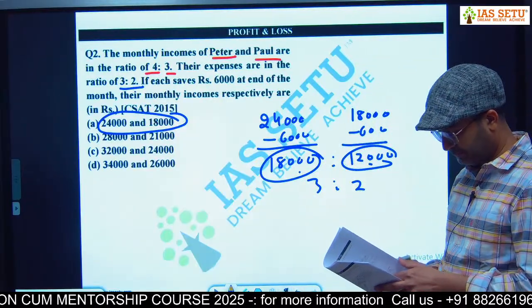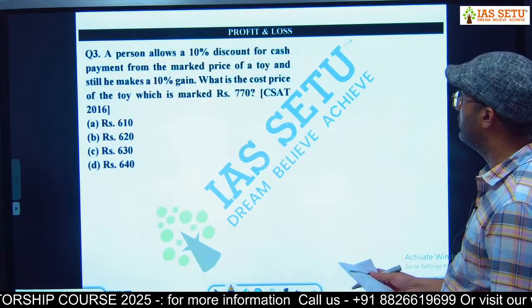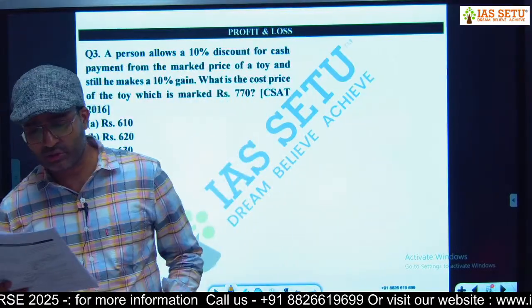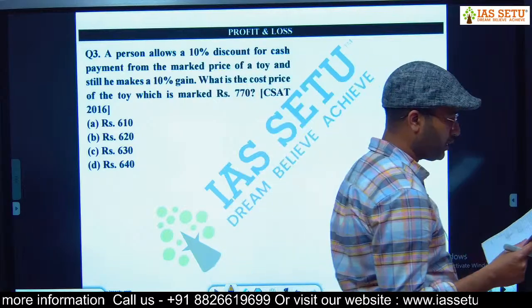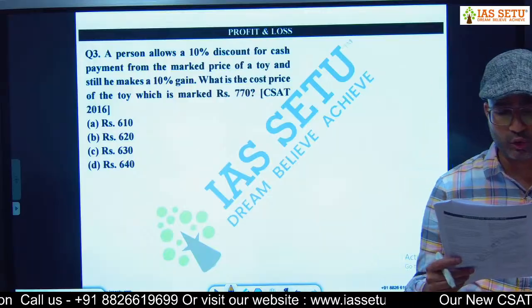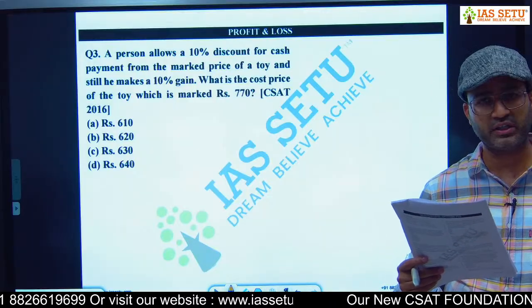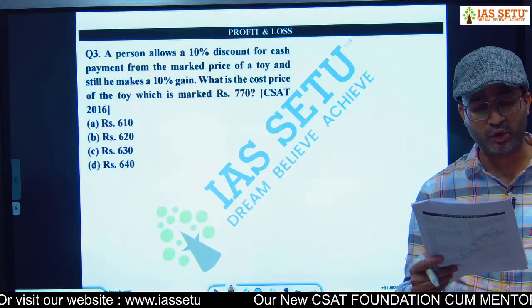Question number 3. A person allows 10% discount for cash payment from the market price of a toy and still makes a 10% profit. What is the cost price of the toy if it is marked rupees 770? अगर एक टॉय के ऊपर मार्क प्राइस 770 है, what is the cost price of the toy?